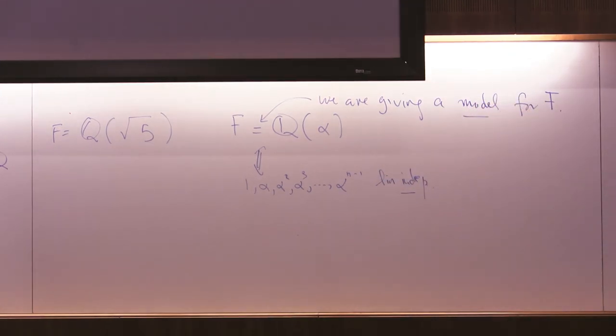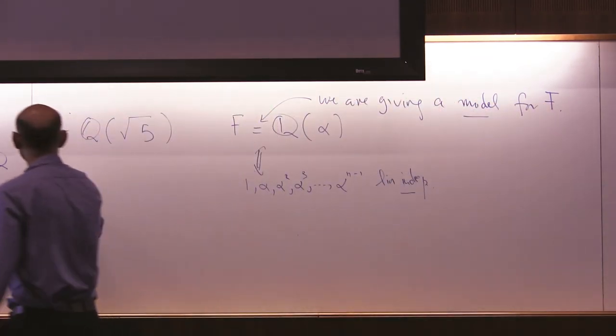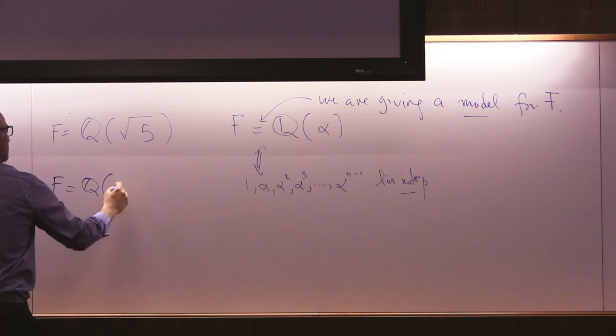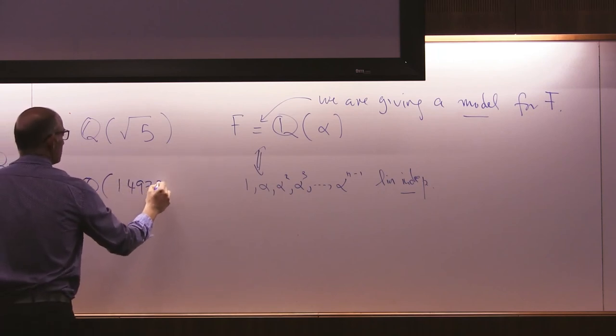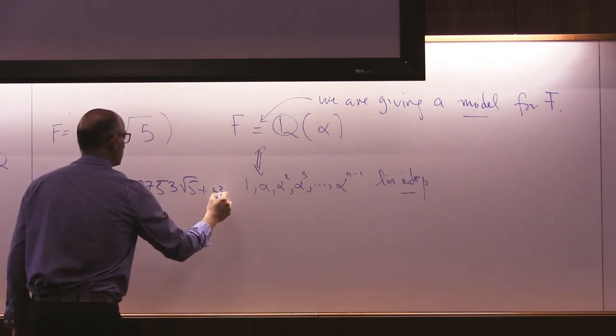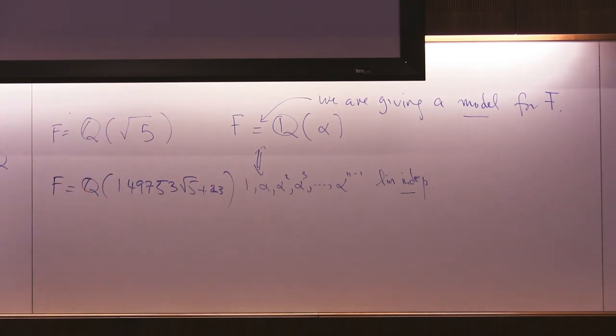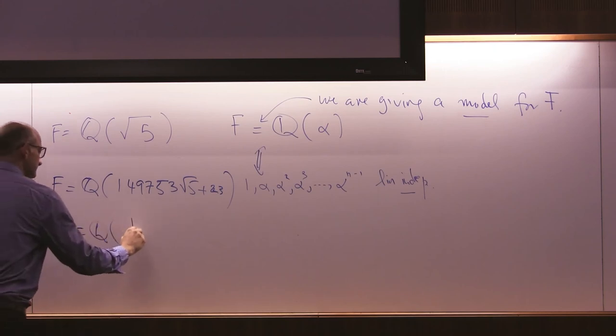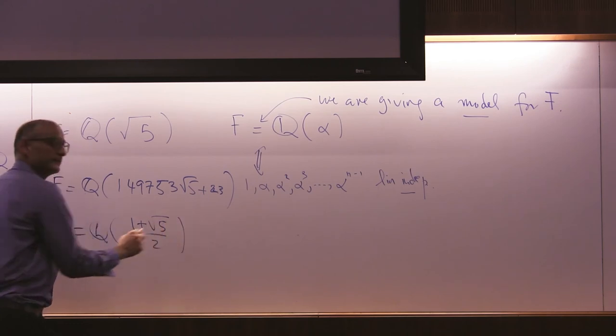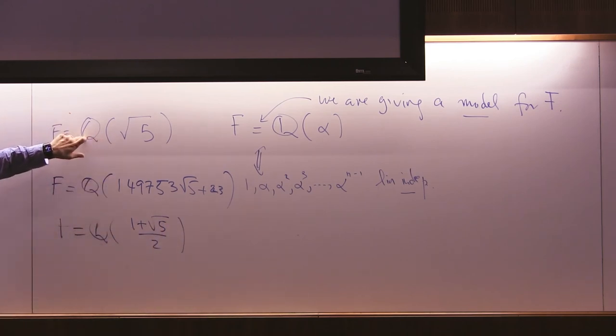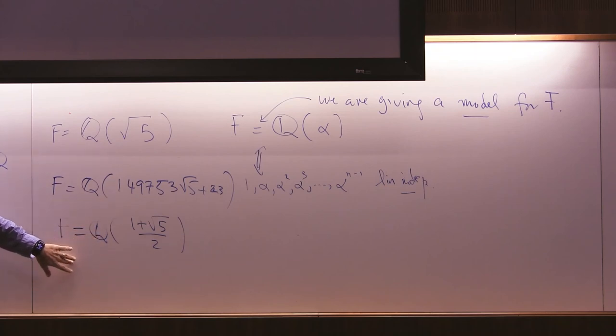And it may not be the best model. So for instance, I may have given you also this, and this field and this field are the same. But there's a sense in which we know that somehow this is better than this one. Or I could have given you this. And this one looks worse than this, but it's actually somehow better. And maybe this was discussed a little bit this morning.